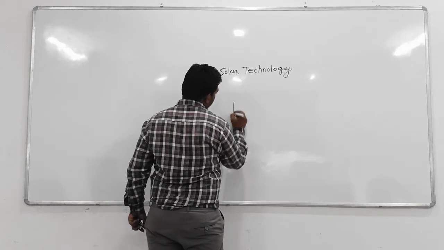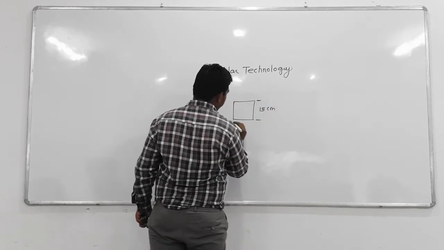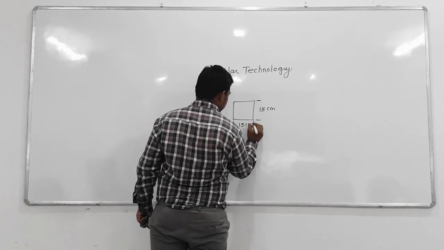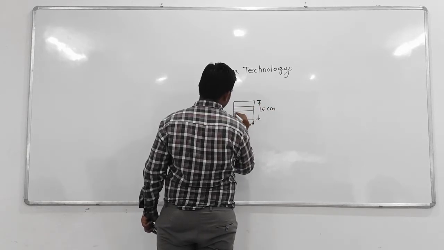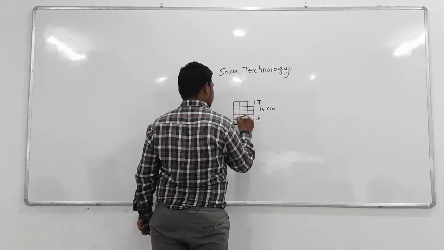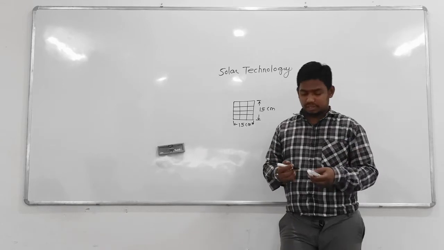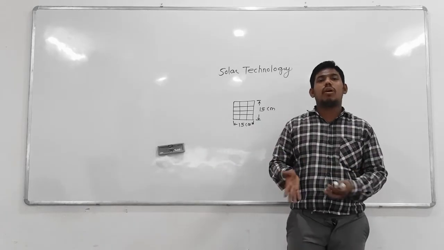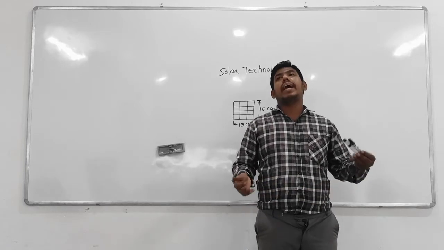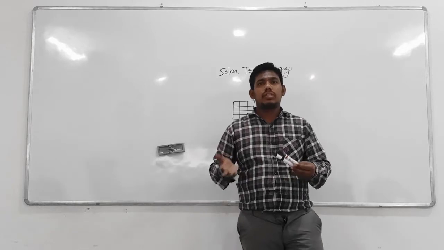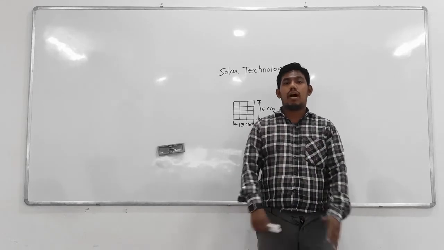If I take one cell, the dimension of the cell is about 15 centimeters, not exactly. This solar cell is responsible for the generation of power. If I consider one module, the module consists of 72 cells, each cell having a capacity of 0.5 volt. If I calculate for 72 cells, the total voltage is approximately 36 volt output.